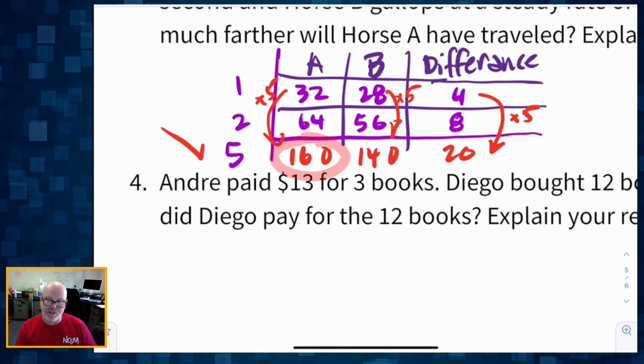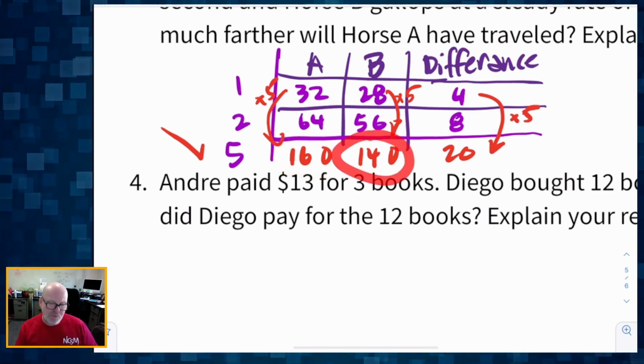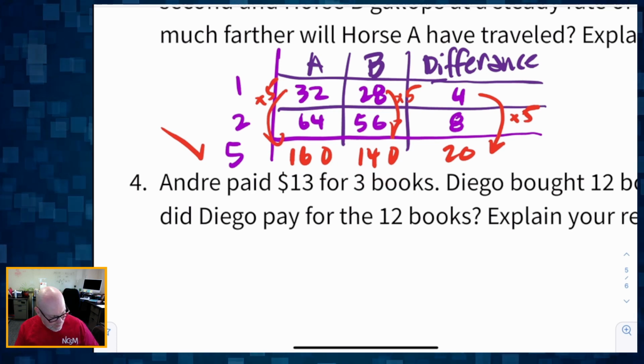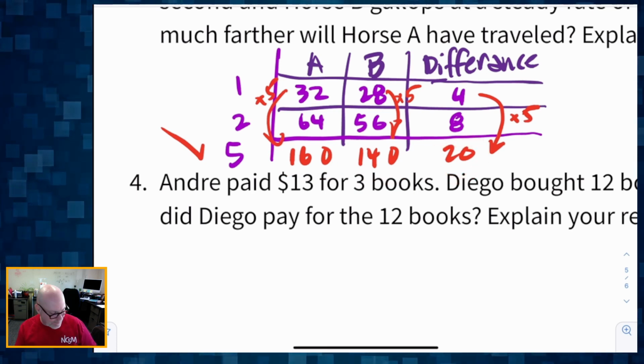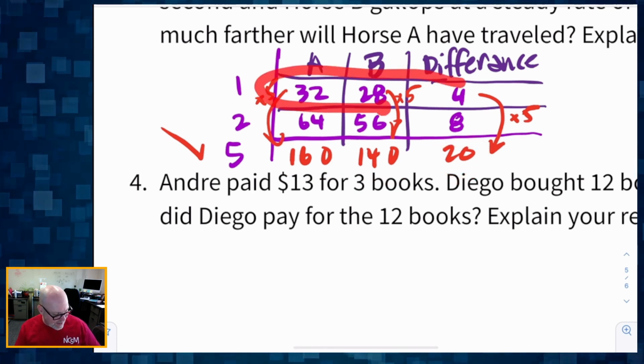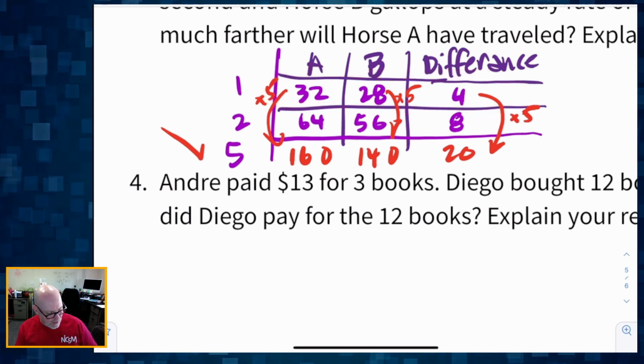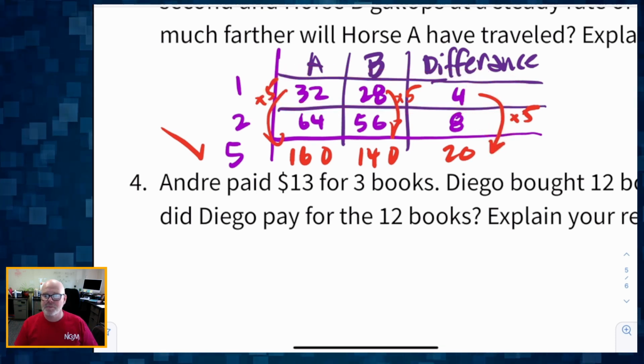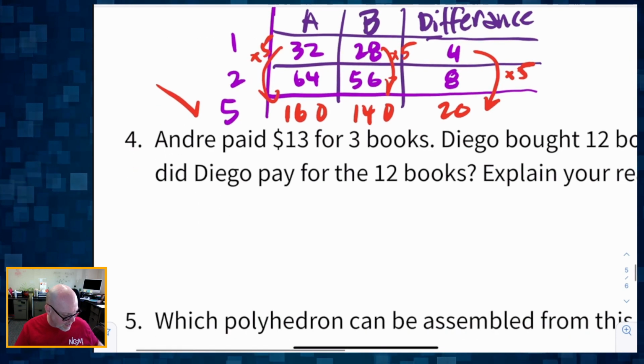A will have traveled 160. B will have traveled 140, which is a difference of 20. But we could have seen that in that very first row that you just take that 4 and times by 5, and that gives us 20.